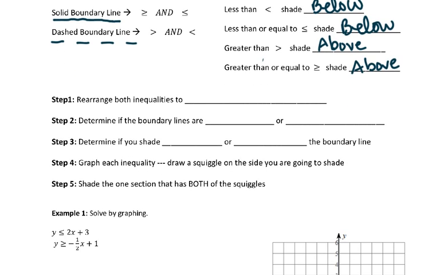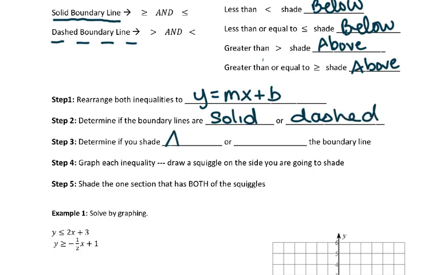So step one, rearrange both inequalities to y equals mx plus b. Then we're going to determine if the boundary lines are solid or dashed. We will determine if you shade above or below the boundary line. And then we will graph each inequality.